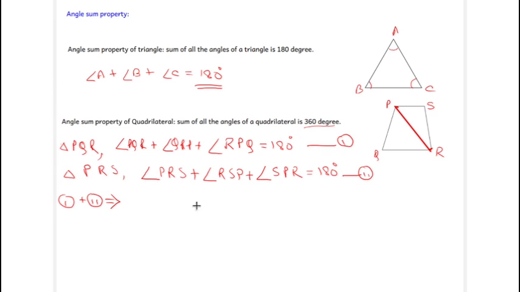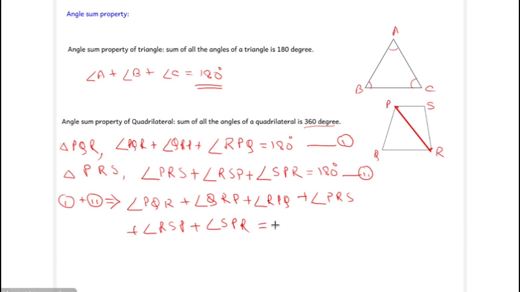First we will write down all the angles. The first one is angle PQR plus QRP plus RPQ plus PRS plus RSP plus SPR is equal to 180 degrees plus 180 degrees, which is equal to 360 degrees. Now we will rearrange the angles.